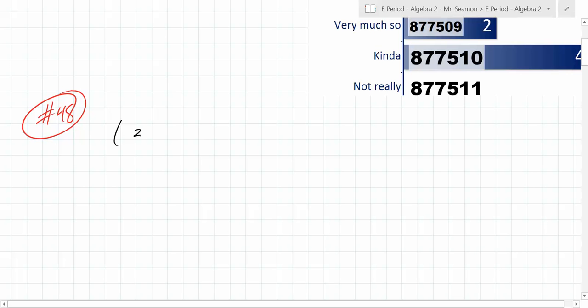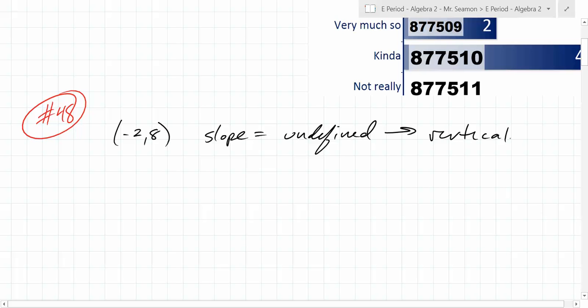Negative 2, 8. And the slope is undefined. What types of lines have undefined slopes? Vertical. All vertical lines look the same if you took them off their location. Vertical lines go up and down.